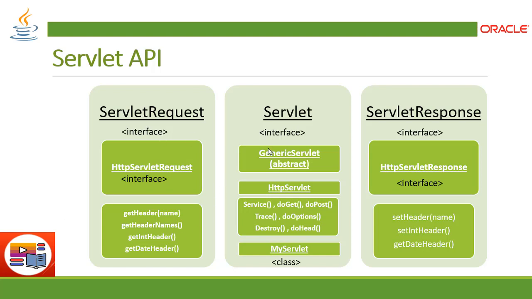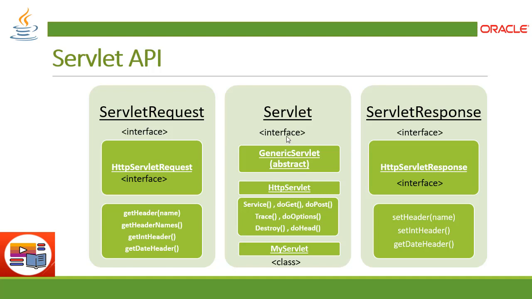If you see, the most commonly used interfaces for HTTP requests are mentioned in this structure: the servlet request interface, the servlet interface, and servlet response. With respect to your requirement, you just need to implement these interfaces, override these methods, and implement the servlet. Just in case you want to have an HTTP request, you just need to implement HTTP servlet request and override these methods: get header names, get int header, get date header.